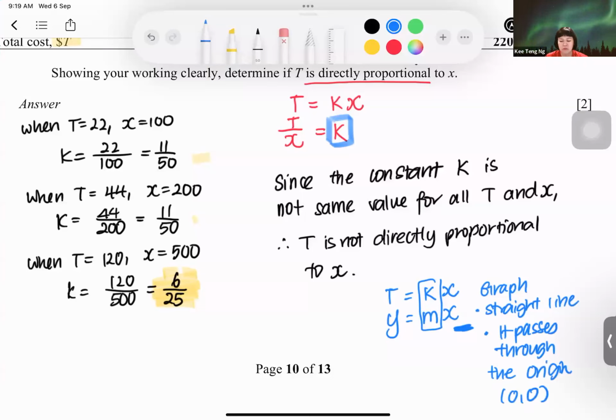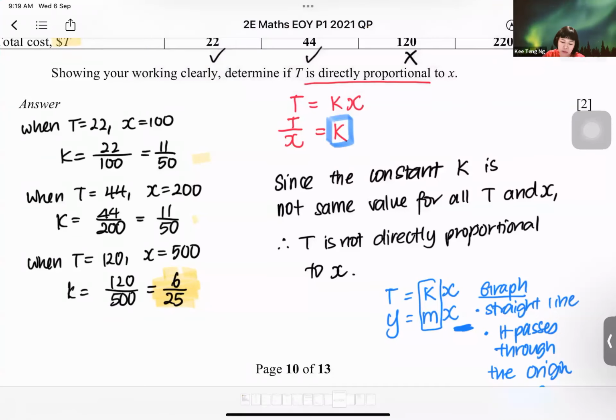So if you have a directly proportional graph, it will be a straight line graph and it passes through the origin (0, 0). Just in case they ask you to draw the graph and ask whether it is directly proportional. So these are a few different methods that you can use to show whether it is directly proportional or not.